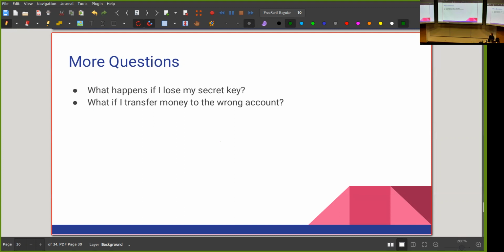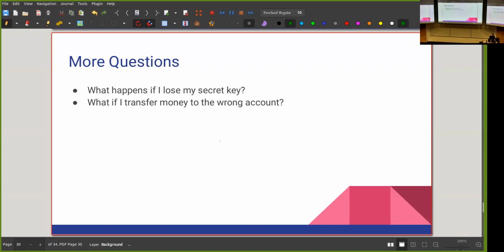So a lot of people treat this like losing the password to their bank account, but this is not similar at all. If you lose your secret key, you have lost all of your money. There is no way you can access it ever again. Because the only way you can create a transaction is if you have the secret key and you can sign with it. And there is no central authority, so you cannot go to someone and say, I forgot my password, reset the password for me. That doesn't exist. So don't lose your secret key.